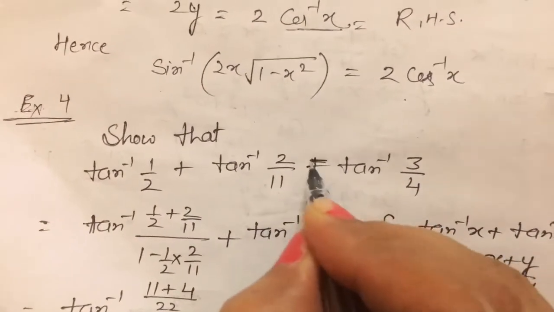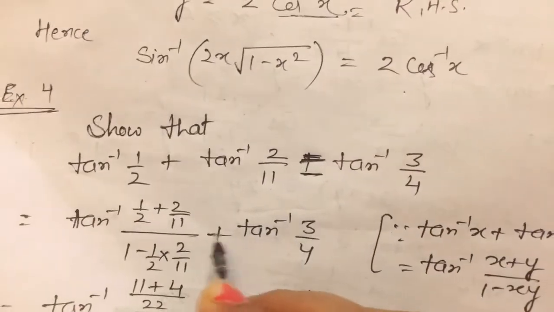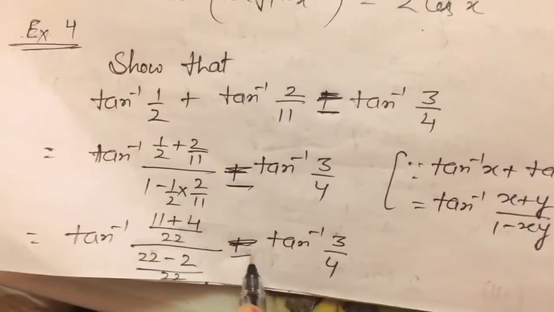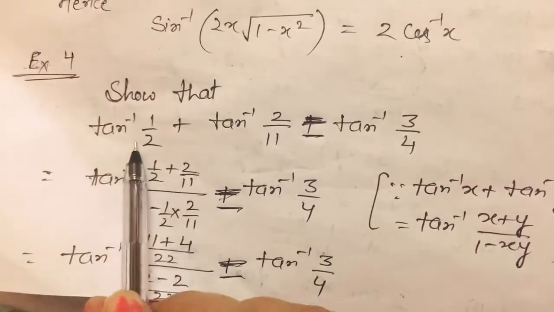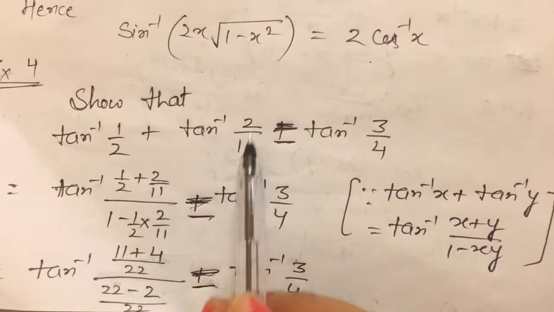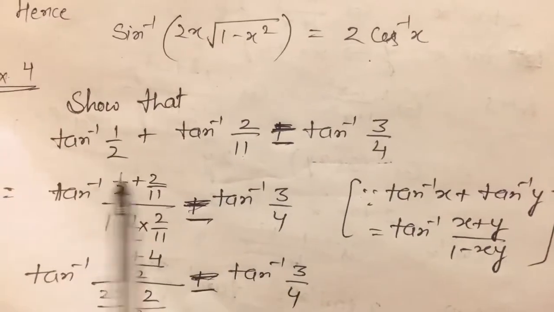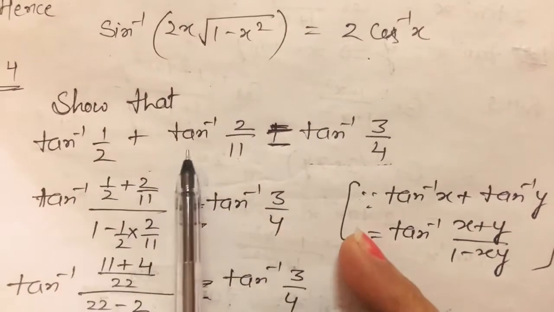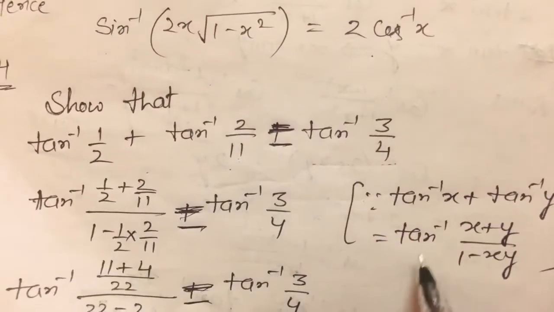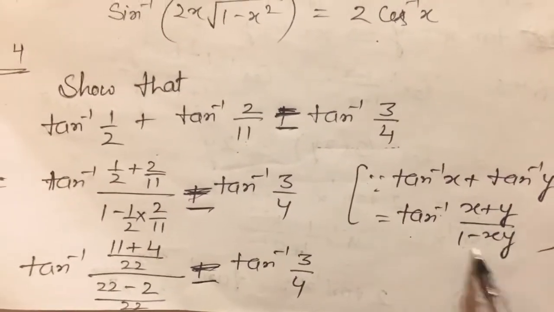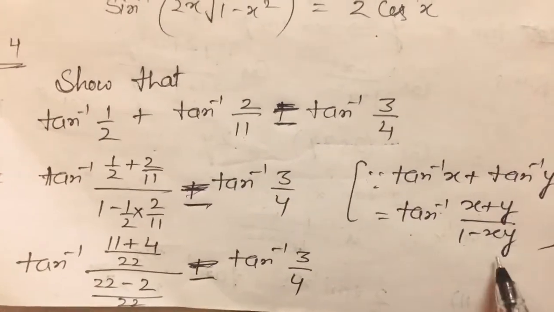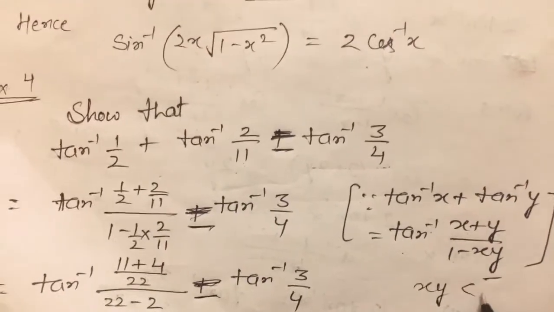We have to show that this is equal to this. Tangent inverse 1 by 2 plus tangent inverse 2 by 11, we have to show this is equal to this. And we read about one formula: tangent inverse x plus tangent inverse y is equal to tangent inverse of x plus y upon 1 minus xy, where xy is less than 1.